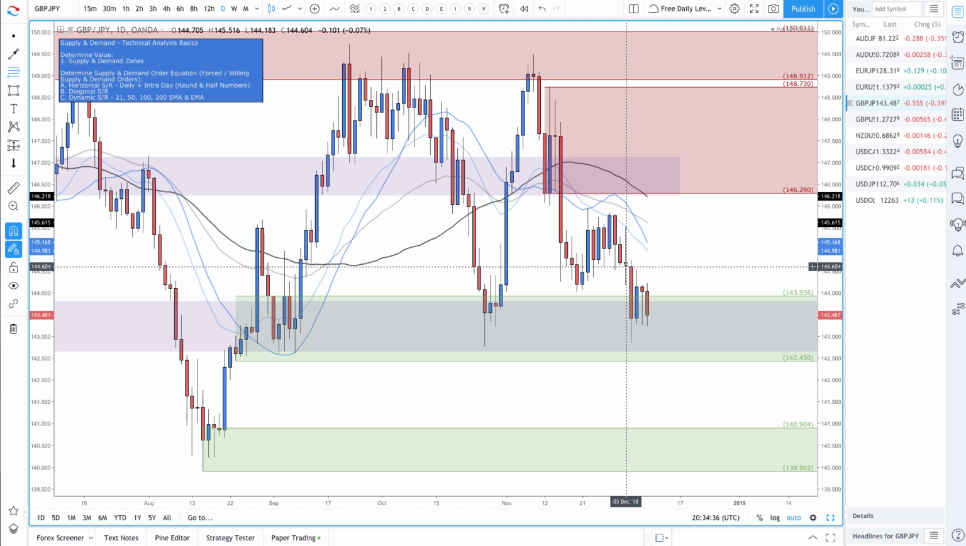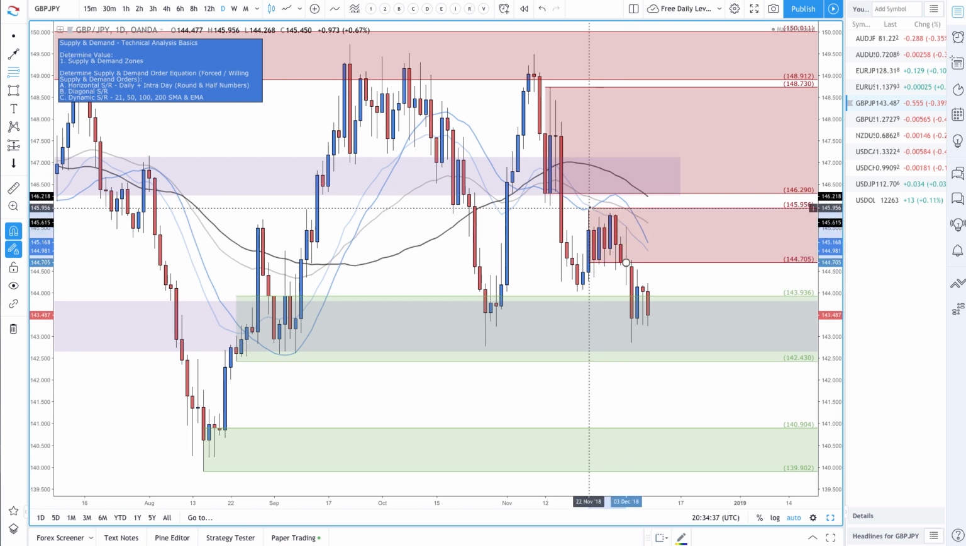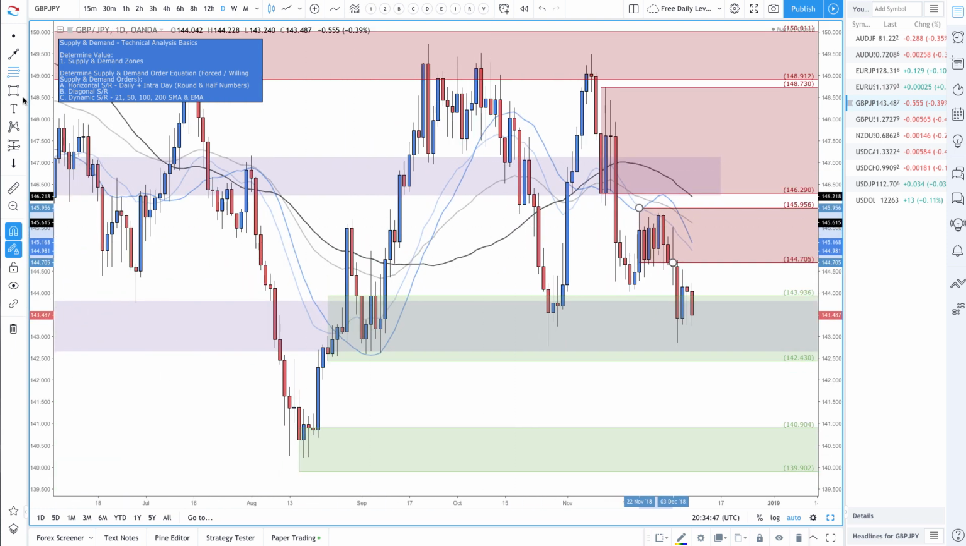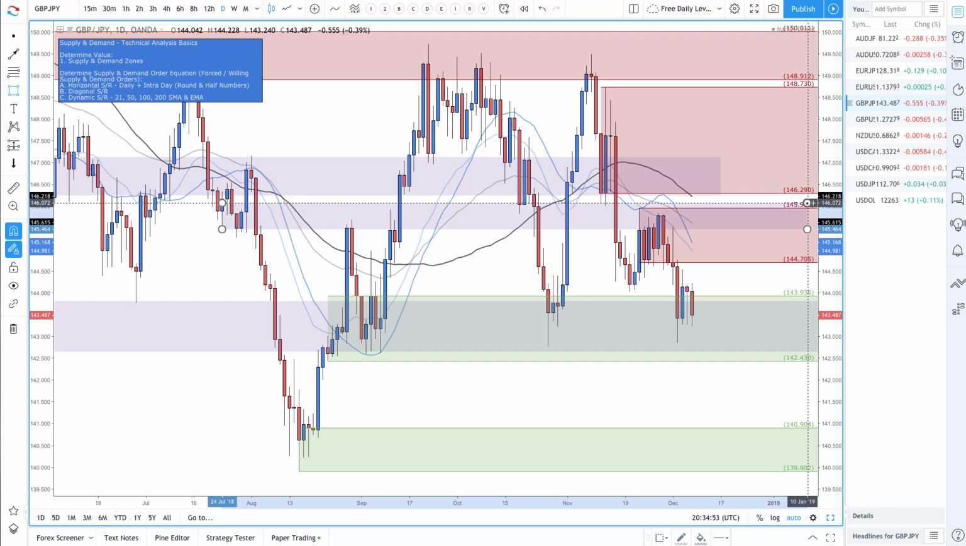From a supply and demand order flow perspective, again, I think everything is really to the downside. Let's look at it from a dynamic perspective. Also, I think you've got a level here, a decent level of support and resistance in that level.